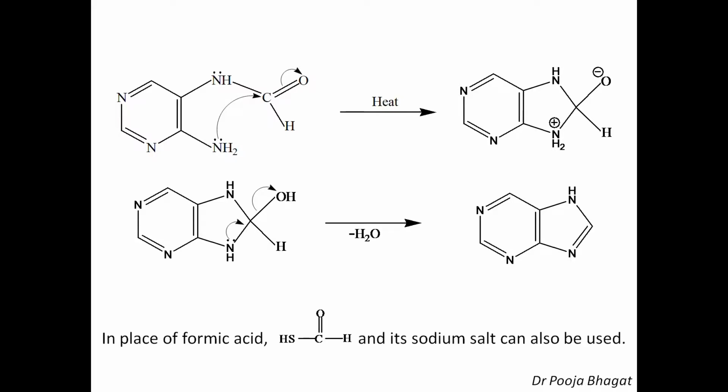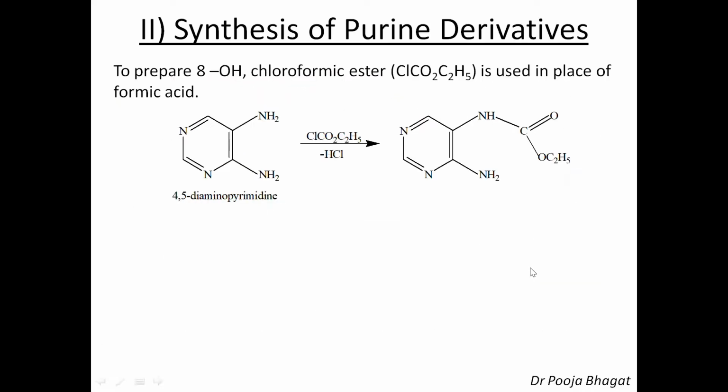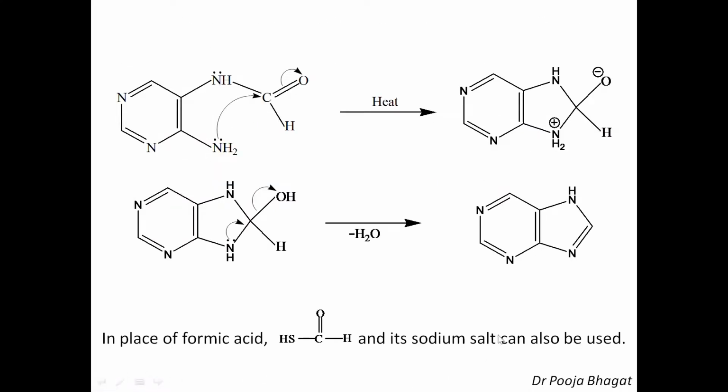Now here you have started with formic acid. Instead of formic acid, you can also do the reaction with thioformic acid and its sodium salt. By either of the conditions, the steps are the same and you get this purine as a product. So this is the first method. Now as you can recollect, this is the 8th carbon. If you remember the numbering 1, 2, 3, 4, 5, 6, 7, 8 and 9, at the 8th position we have H here.